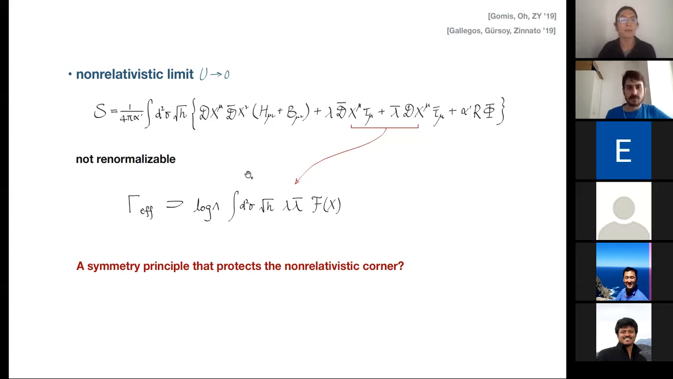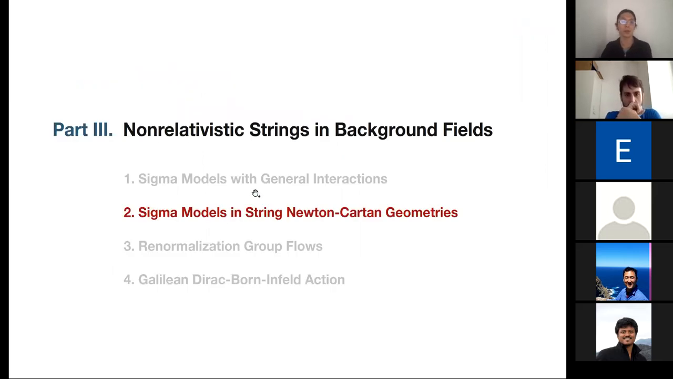So here comes a very natural question. Maybe we're just missing some extra symmetry principle. And by imposing these extra symmetry principles, maybe we can still protect a self-contained relativistic corner. So this is what we're going to do next. We're going to study string sigma models in the so-called string Newton-Cartan geometries.